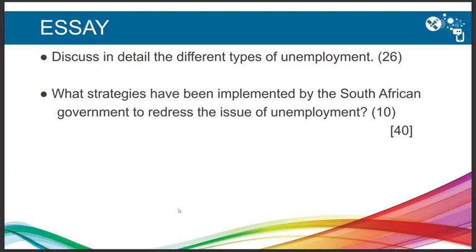Right, then we haven't dealt with an essay question for today yet. So this is a possible essay. Discuss in detail the different types of unemployment for 26 marks. And then your additional part of your essay is what strategies have been implemented by the South African government to redress the issue of unemployment for 10 marks. And then it says there the total is out of 40. But if my maths is correct, 26 plus 10 only gives me 36.